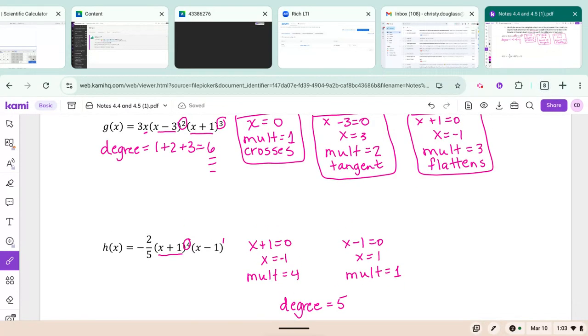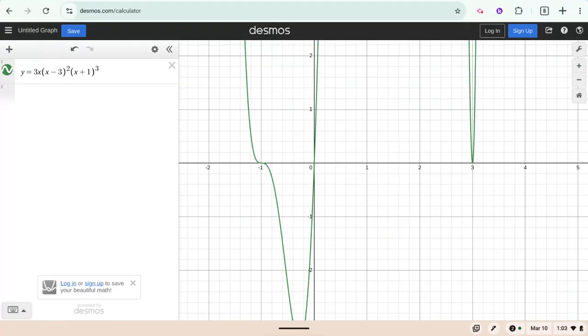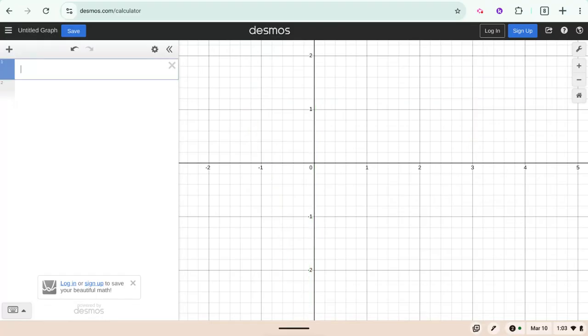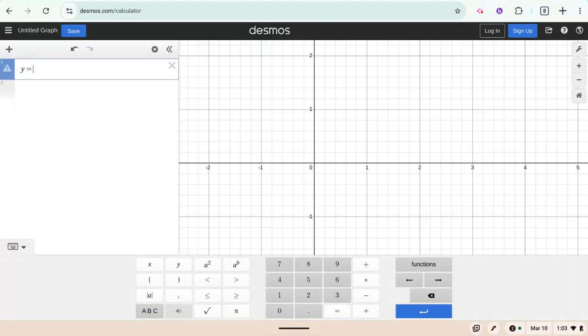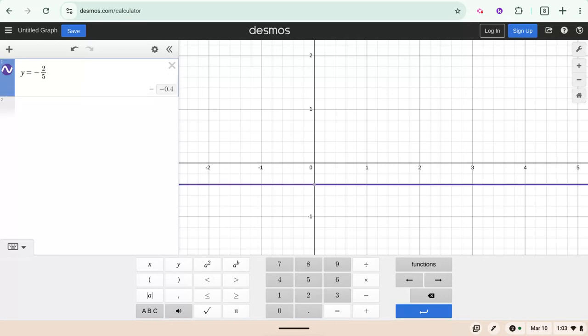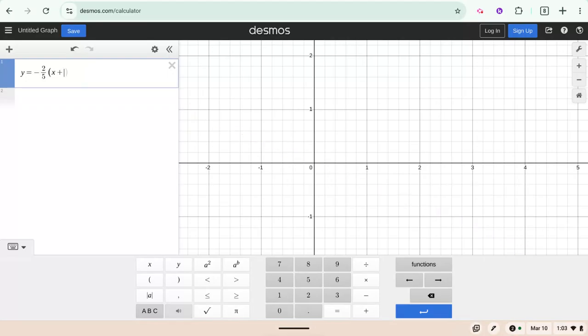So let's go take a look at the graph of this one. Y equals -2/5, -2 divided by 5. And then parentheses, x plus 1, to the power of 4. Excuse me. And then x minus 1.